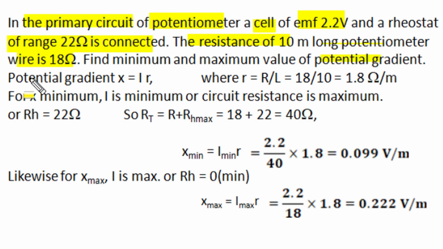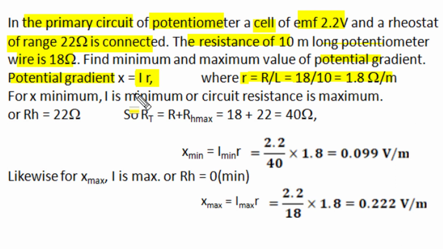We know potential gradient is the voltage coming across unit wire length, and if the unit wire length resistance is small r and the current in the primary circuit is I, then potential gradient is I r, and the resistance per unit length of the potentiometer wire of 10 meter length and 18 ohm resistance is 1.8 ohm per meter.